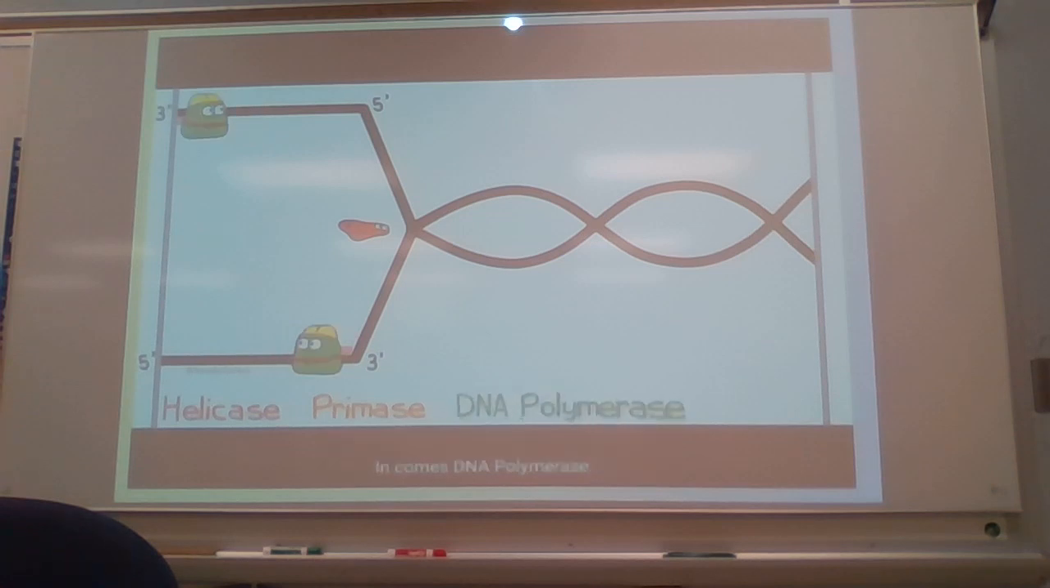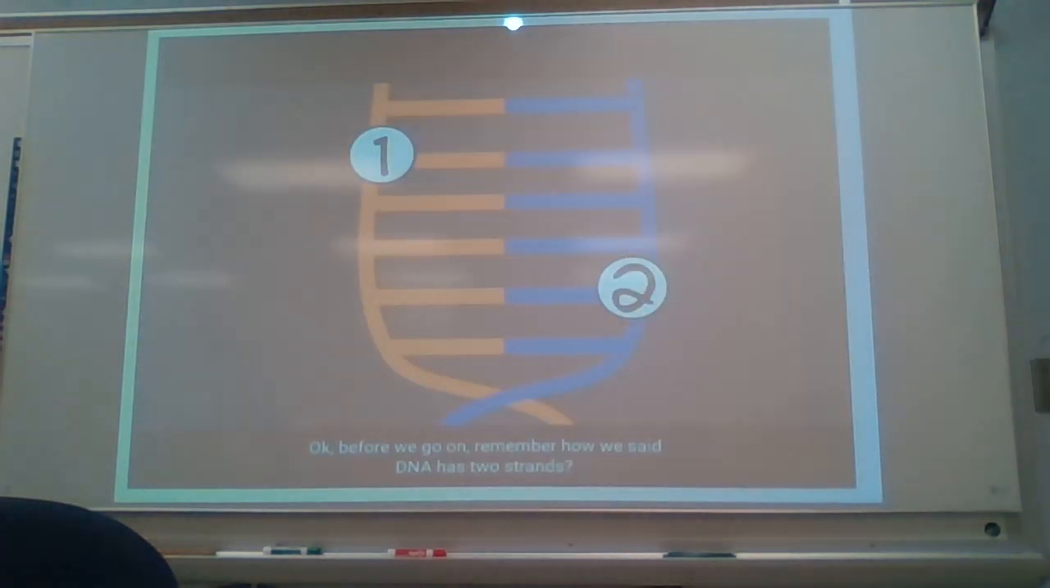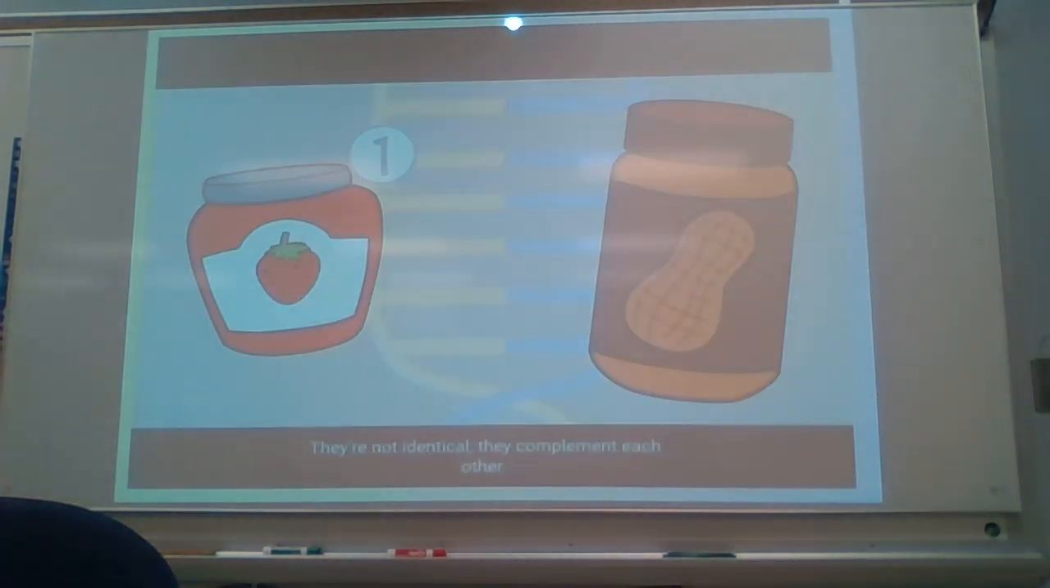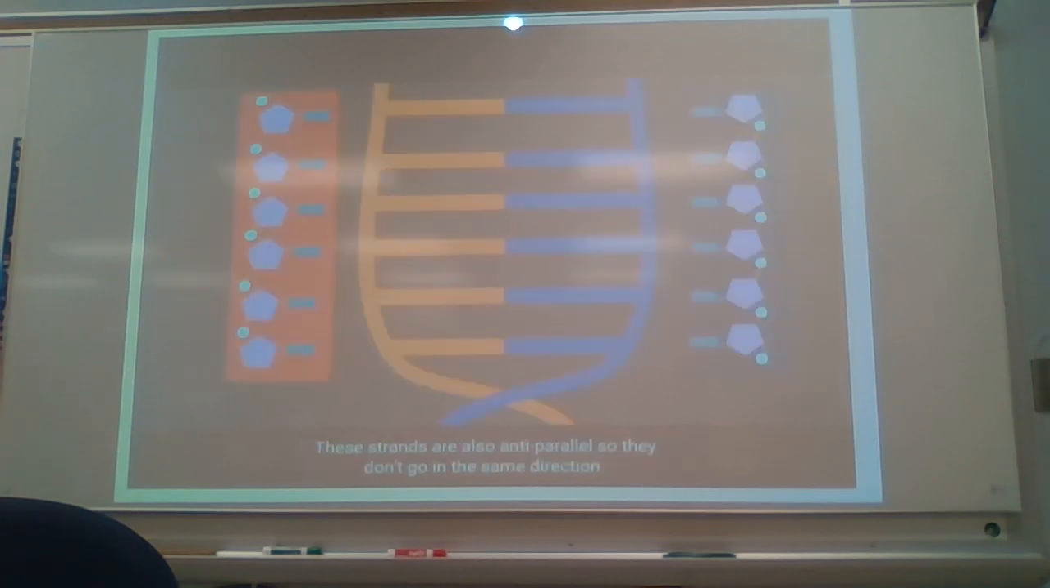In comes DNA polymerase. Okay, before we go on, remember how we said DNA has two strands? They're not identical, they complement each other. In In our video that covers DNA structure, we talk about how the bases pair together with hydrogen bonds. The base adenine goes with the base thymine, and the base guanine goes with the base cytosine. These strands are also anti-parallel, so they don't go in the same direction.